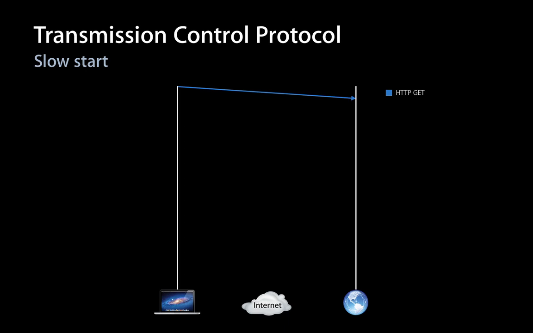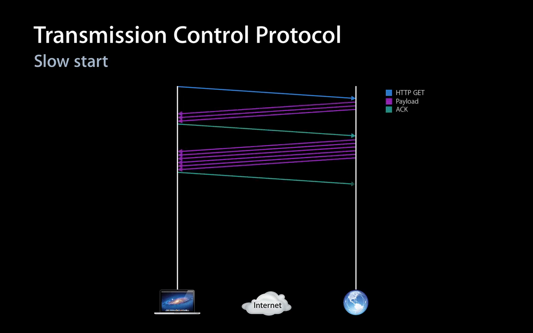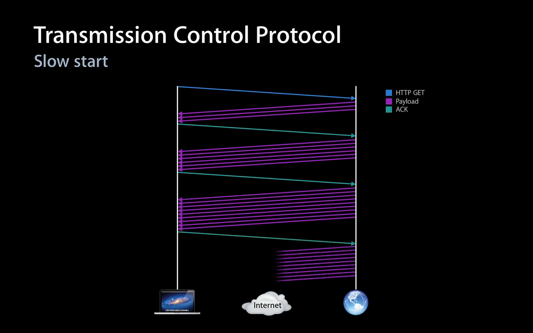If we issue an HTTP GET request to a server, and it's for a large resource, the server can't just dump all the packets on at once. It starts out by sending us a few packets. When we acknowledge that, we'll get a few more. And this keeps going until we get up to the full speed available on the network. This isn't exactly accurate. It's a little bit more complex than that.